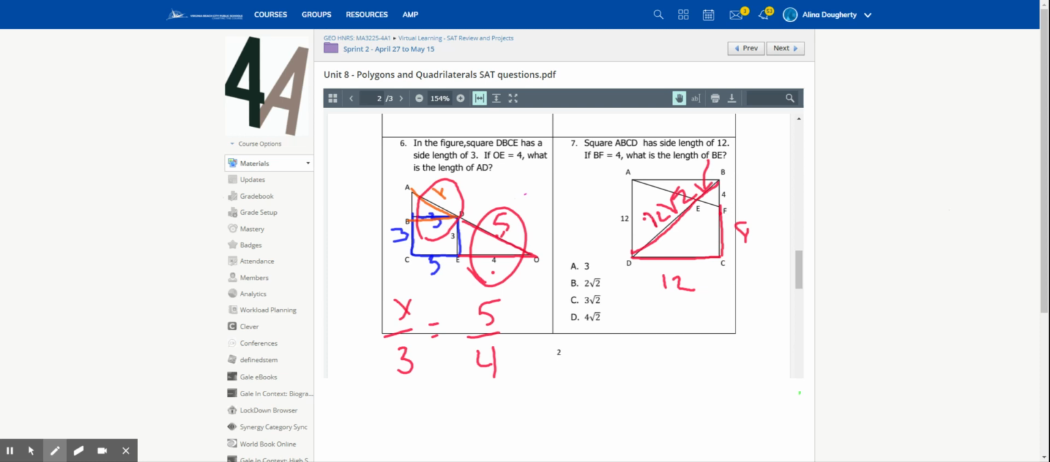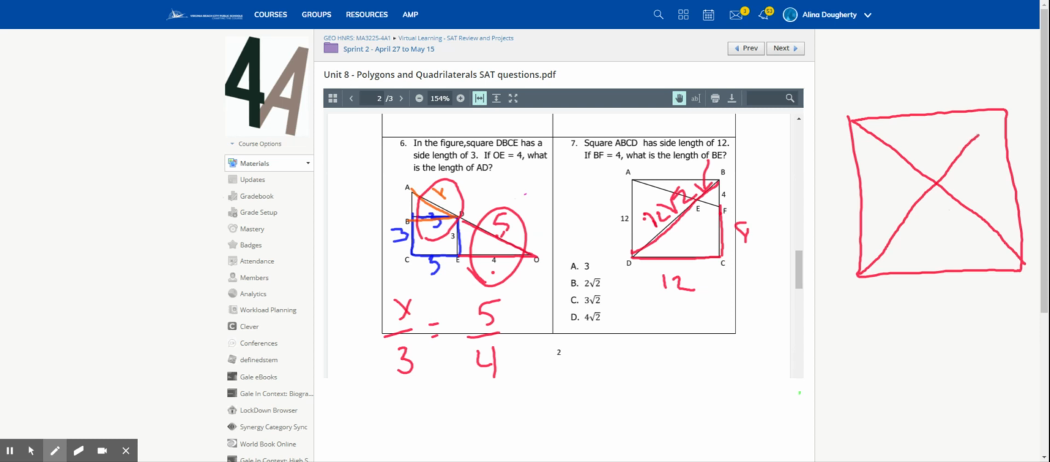You can try to use similar triangles. You can try to use Pythagorean theorem. You can try to use a whole lot of things. I think the thing that helps me the most is to draw that other diagonal and then put it on a coordinate plane.